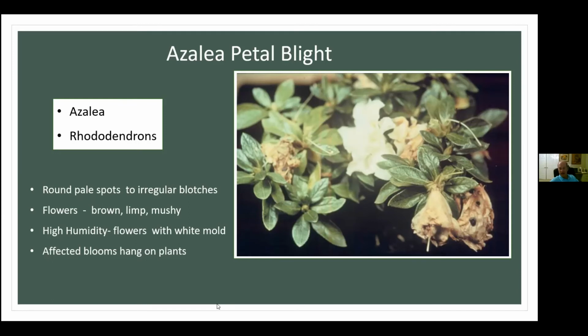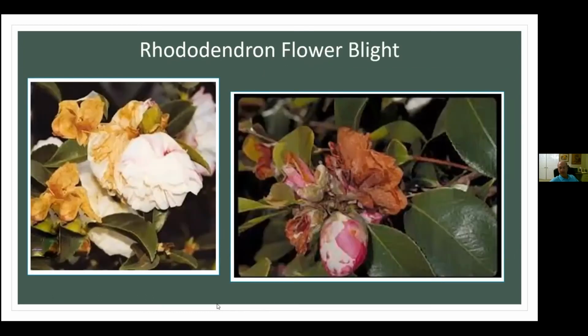Affected blooms hang on the plants for weeks or even months. Hard black fruiting bodies are produced on the infected blooms and eventually drop from the plant carrying the fungus. This is a photo that shows a rhododendron flower blight that has killed the blooms and the buds.